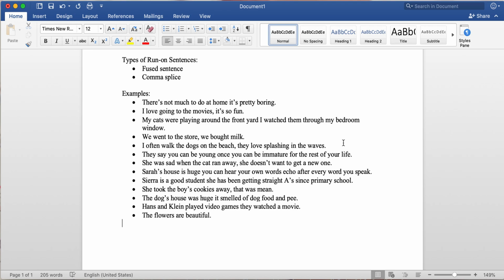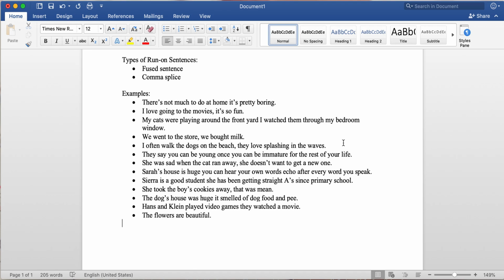The following example, I often walk the dogs on the beach. They love splashing in the waves. This one is a comma splice because there is no coordinating conjunction. The next one, they say you can be young once, you can be immature for the rest of your life. This one is a fused sentence because there is no mark of punctuation or coordinating conjunction between the independent clauses.